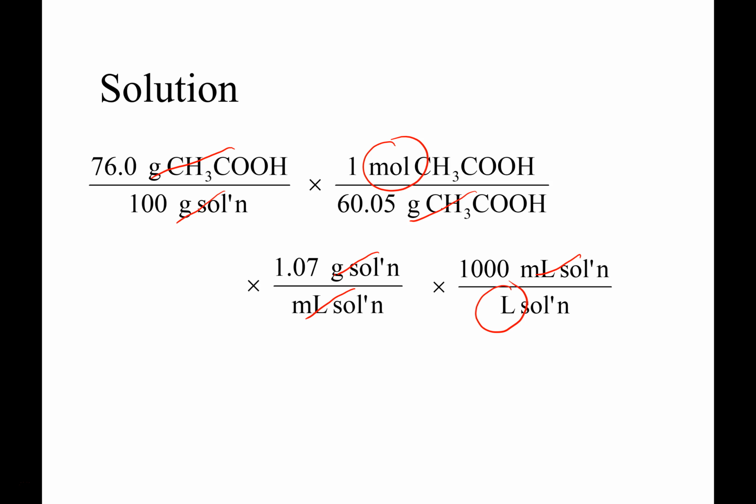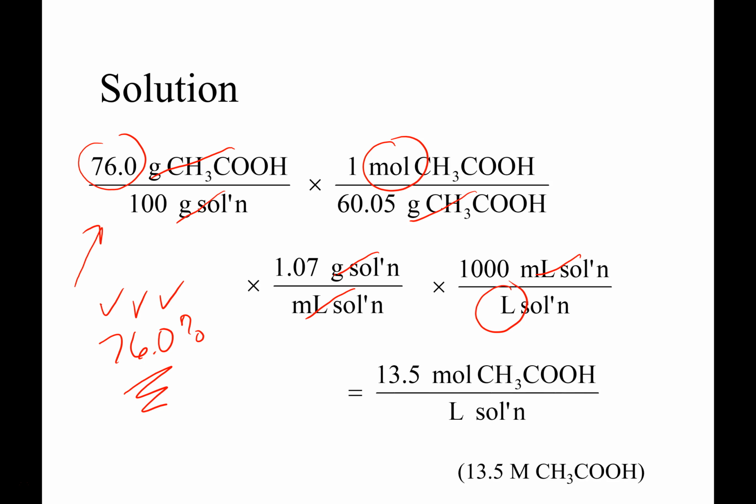Looking at 3 significant figures, again, if you're given a weight percent of 76.0%, please do me a favor and know that they took the time to give you that trailing 0 after the decimal for a reason. All right, 3 sig figs. Okay, so you're looking at 13.5 molar CH3COOH. And what that really means is 13.5 moles of CH3COOH per 1 liter of solution.